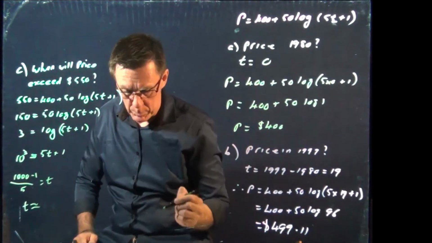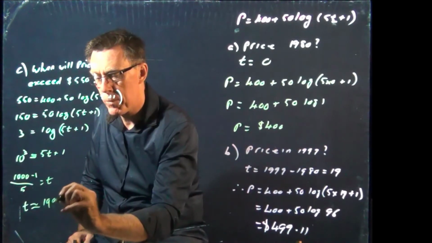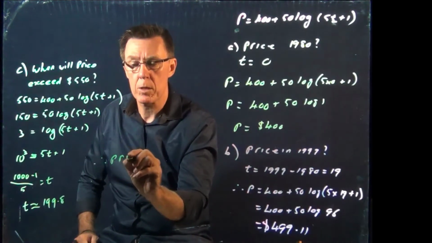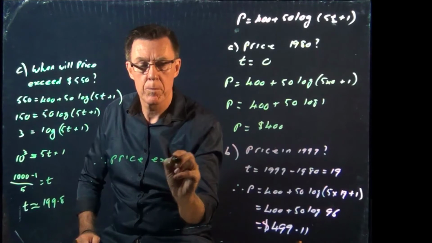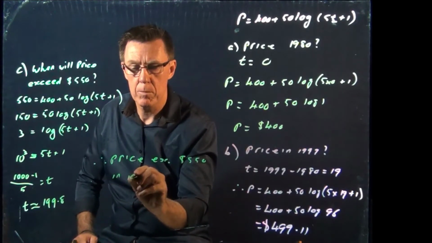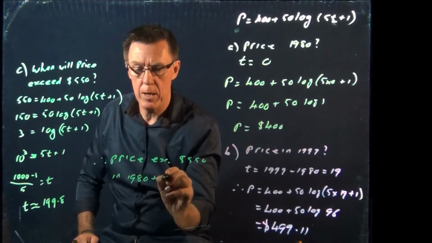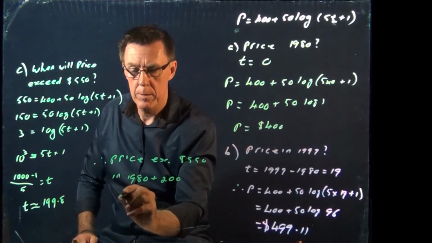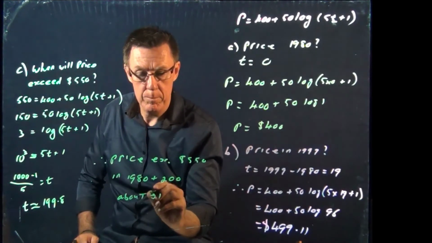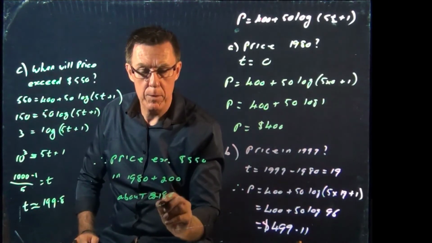So it's going to be approximately 199.8 years. So therefore, the price will exceed 550 in, so 1980 is the base year, add on about 200 years, in about the year 2180.